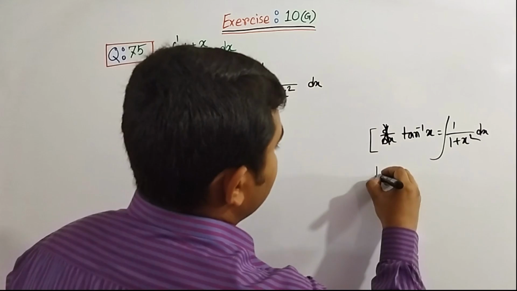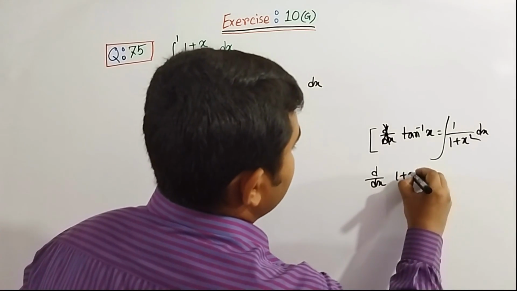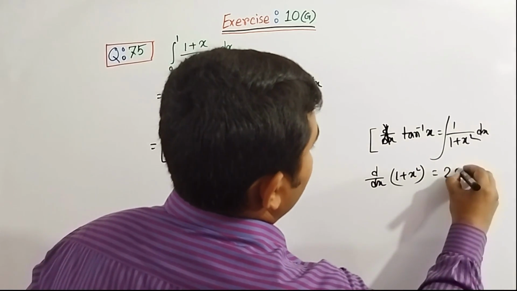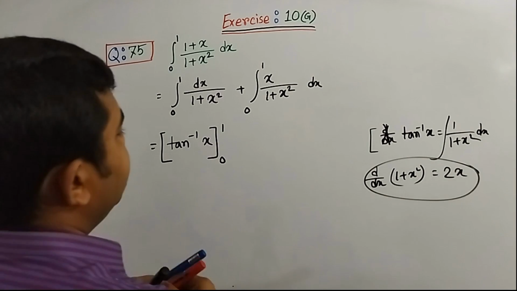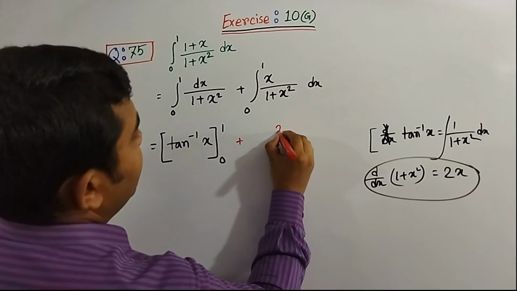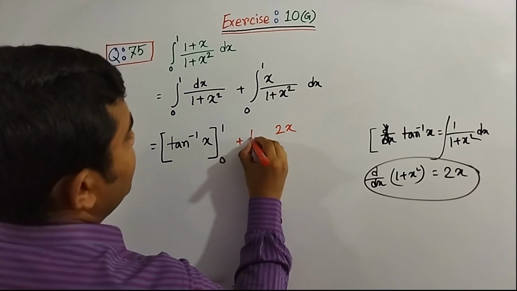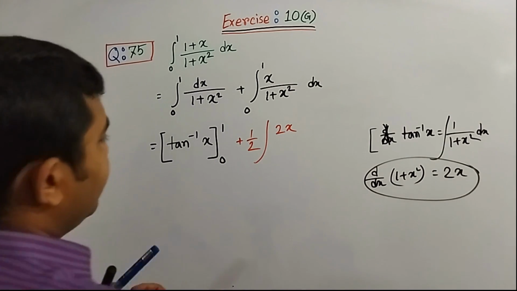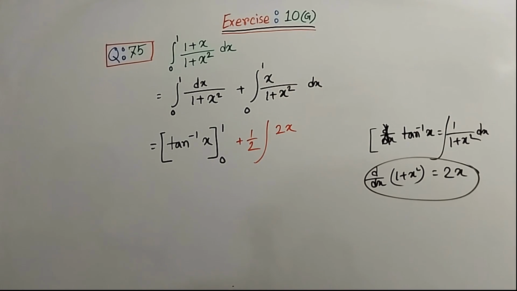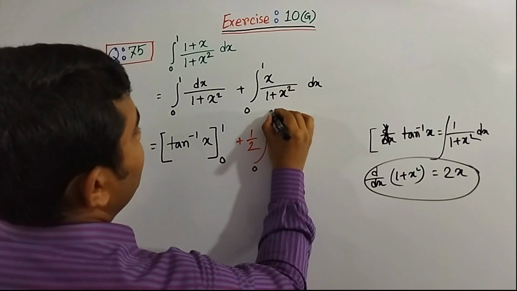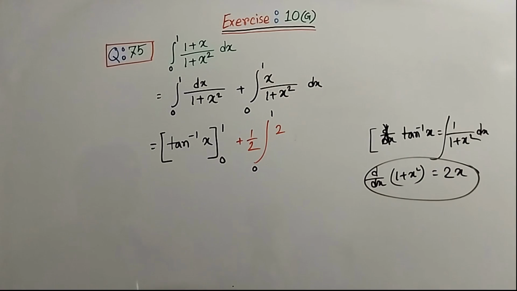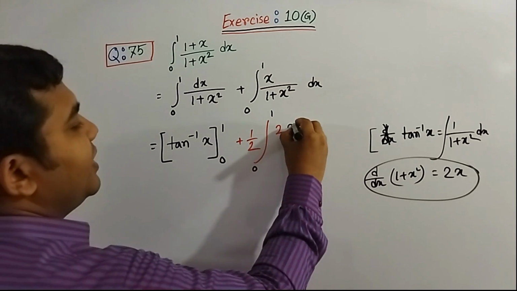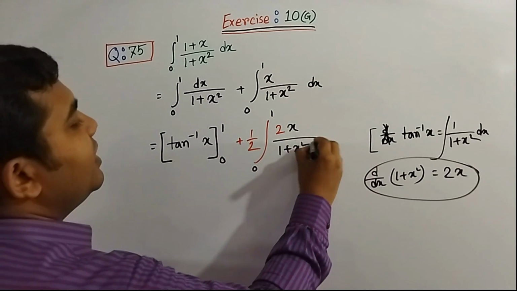I think you can't understand. So d/dx of 1 plus x square should be what? Twice x, isn't it? If yes, then we will multiply here 2, and this 2 will also be there. So we will get the integral from 0 to 1, here I will not write with this color because 2 and 2 is here, of x over 1 plus x square dx.